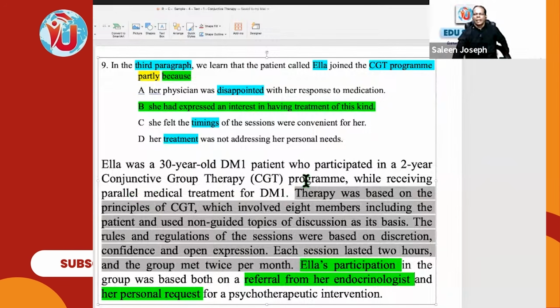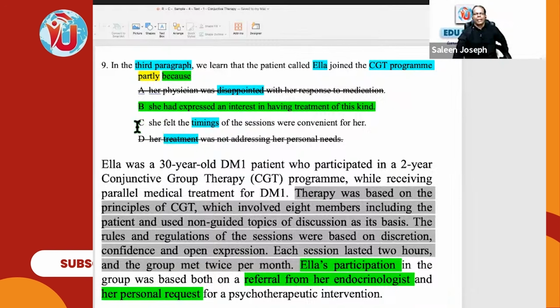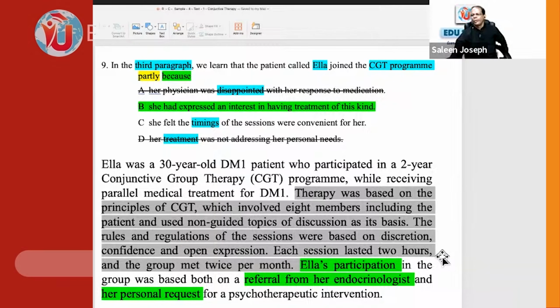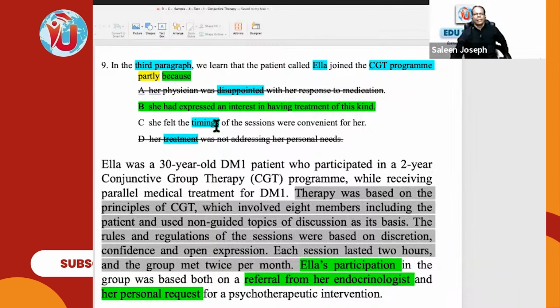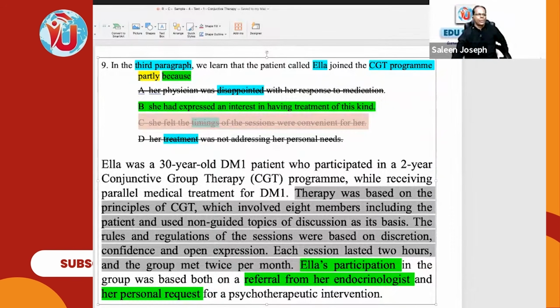The first part says while receiving parallel medical treatment, so A and D can be eliminated: the doctor was not disappointed and the treatment was going on. Along with the treatment, she was having this one. And she felt the timings? They have not mentioned anything about timings, right? They said each session lasted 2 hours, but they did not say the timing, 8 to 10, 10 to 12, evening, morning, nothing is mentioned. The answer is very clear.